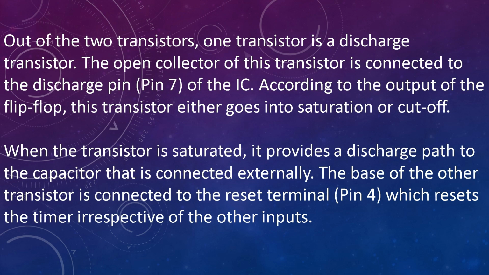Out of the 2 transistors, 1 transistor is a discharge transistor. The open collector of this transistor is connected to the discharge pin, pin 7, of the IC. According to the output of the flip-flop, this transistor either goes into saturation or cut off. When the transistor is saturated, it provides a discharge path to the capacitor that is connected externally. The base of the other transistor is connected to the reset terminal, pin 4, which resets the timer irrespective of the other inputs.